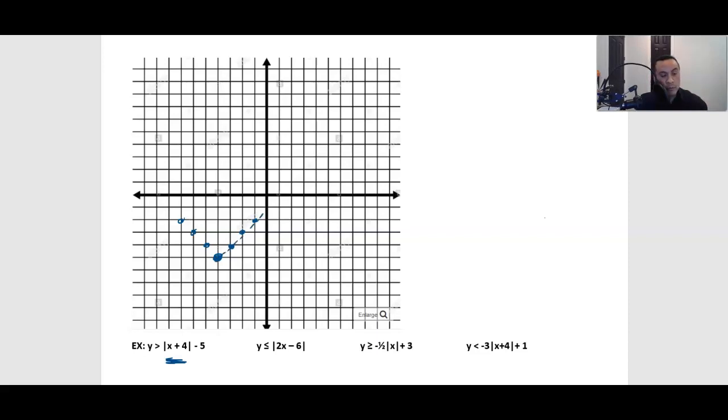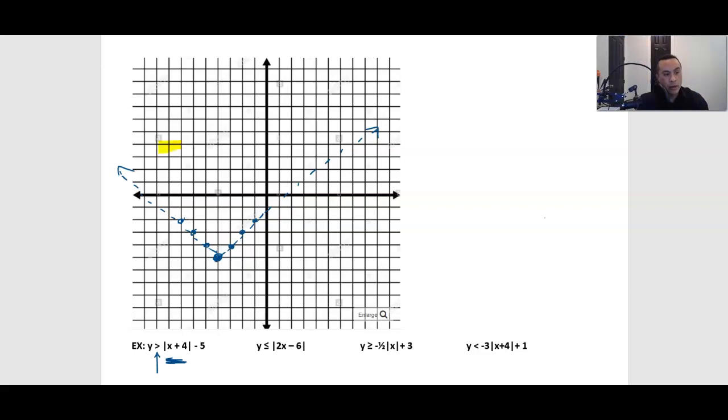If it doesn't have the equal bar, then what you're going to do is just do a dotted line, because I don't want the values to equal that. I want it to be greater. Greater means bigger. Well, if the line is like this, you were taught in algebra that greater means above the line. So you're shading this way.